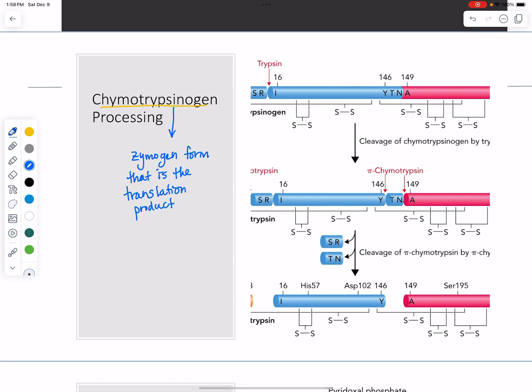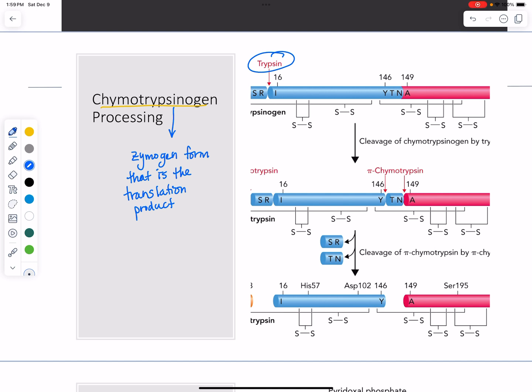Now, chymotrypsin, like pepsin, is a proteolytic enzyme. So again, you don't want to be chopping up all your enzymes all the time in the cell. That's why a lot of proteolytic enzymes are activated by some type of covalent modification or zymogen activation, so that they're only used when one needs them. All right, so chymotrypsinogen gets activated by trypsin.